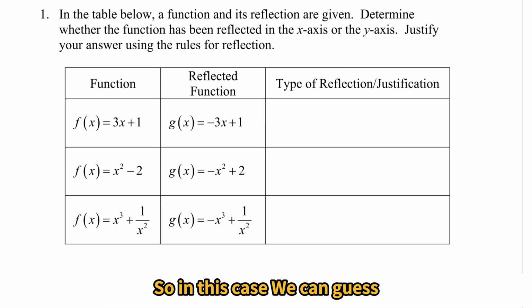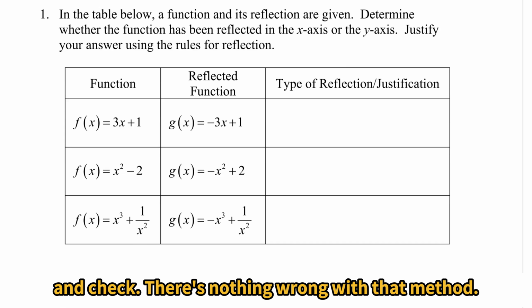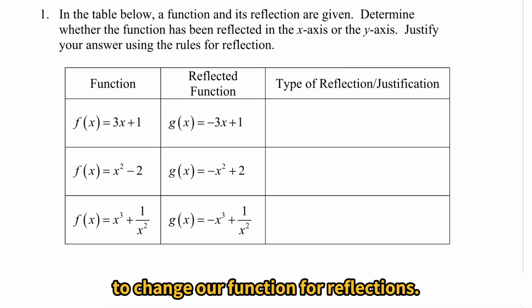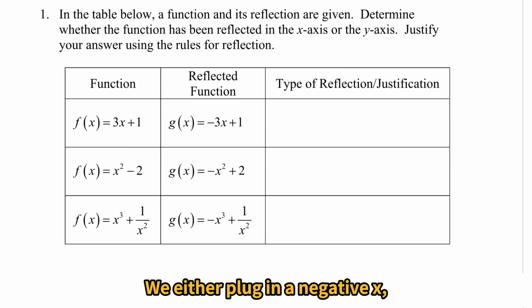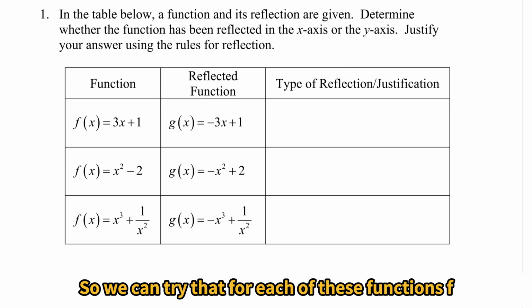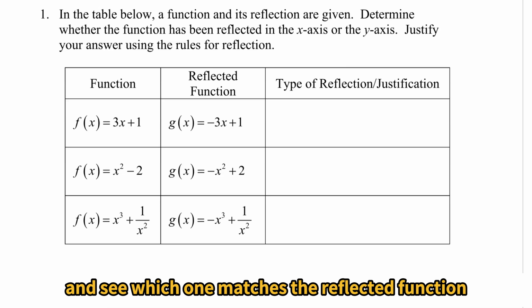So in this case, we can guess and check. There's nothing wrong with that method. We only have two different ways to change our function for reflections. We either plug in a negative x, or we negate the whole expression. So we can try that for each of these functions f and see which one matches the reflected function g.